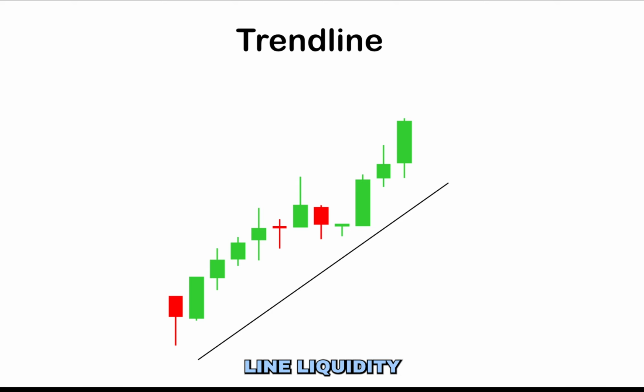Next, we have our trend line liquidity. A trend line is when we have price moving inside of an uptrend or a downtrend, and you draw a trend line right here, but then price breaks that trend line, takes that liquidity, and then either keeps on breaking it lower, or we see price go higher with it. The whole entire trend line was liquidity.